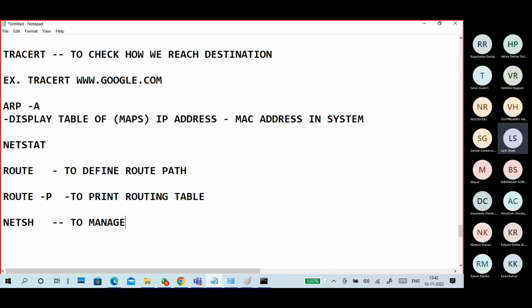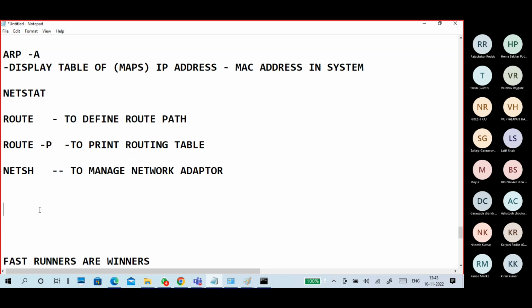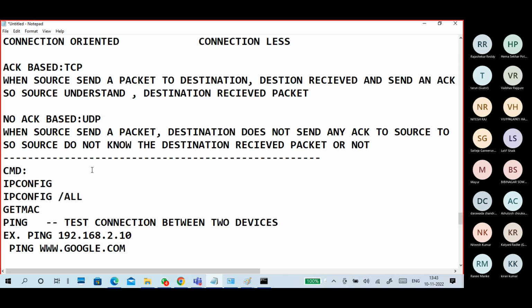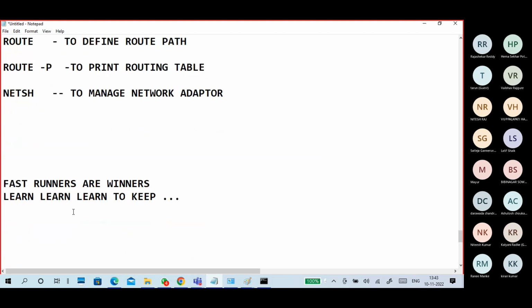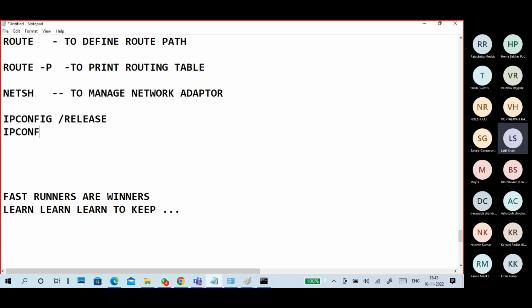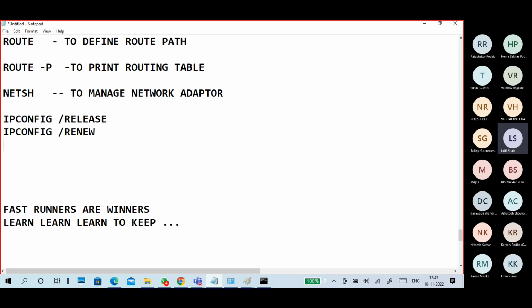To manage network. So that much we don't require. But in this ipconfig also there is ipconfig /release and ipconfig /renew.